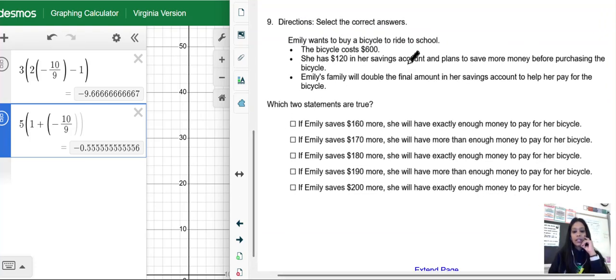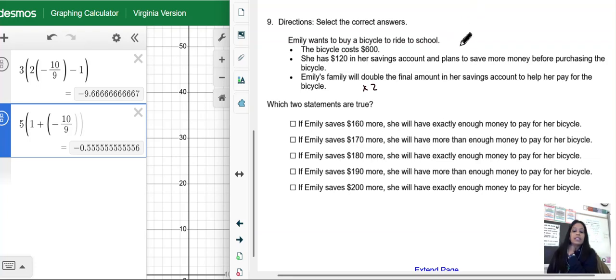Direction. Select the correct answers. All right, so Emily wants to buy a bicycle to ride to school. The bike costs $600. She has $120 in her savings account and plans to save more money before purchasing the bicycle. And Emily's family will double. So basically, they're going to times 2 the final amount.